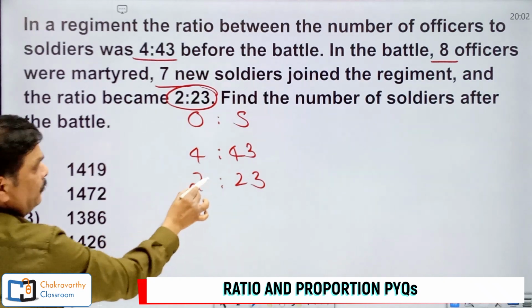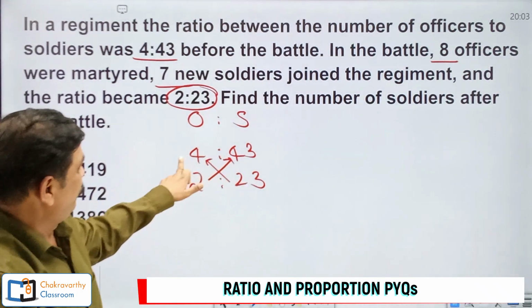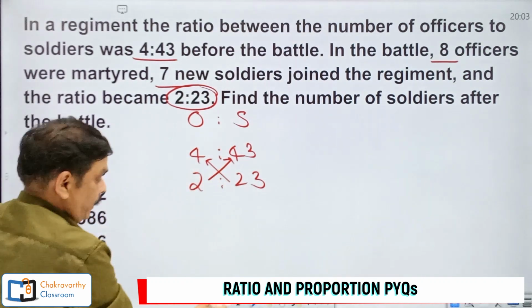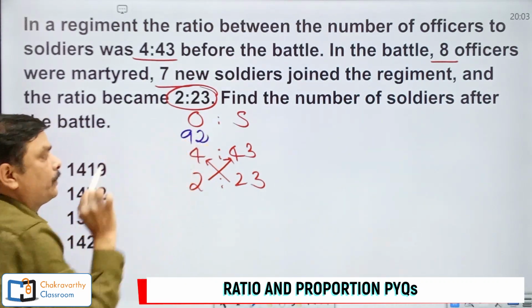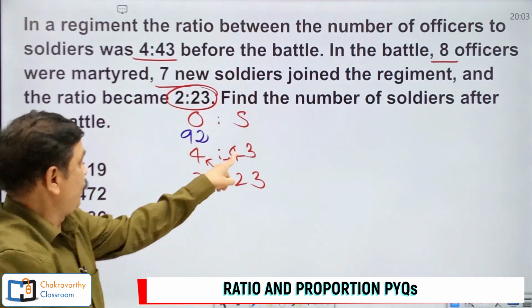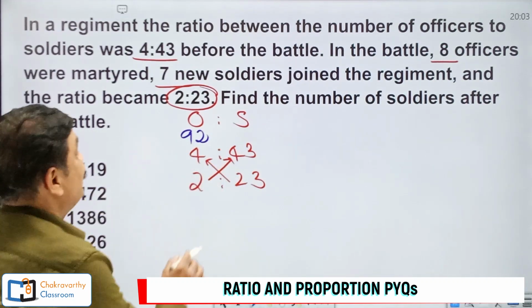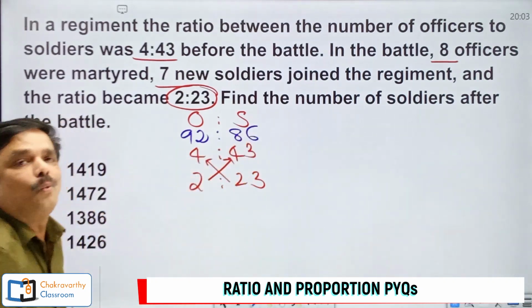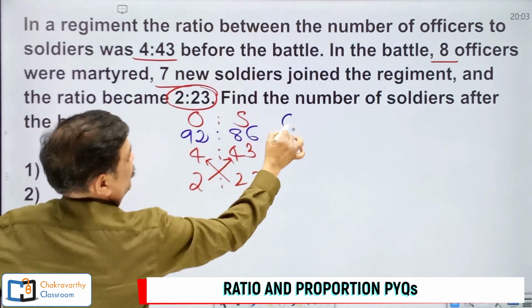Then what to do? Simple cross multiplication, make it as quick as possible here. 4 into 23: 4 into 20 is 80, then 4 3s are 12, so 92. I'm writing 92 here. And here, 2 into 43: 2 into 40 is 80, and 2 into 3 is 6, so 86. Now what to do? Take the gap between these two, the difference, that is 92 minus 86, which is 6. 6 is the difference.